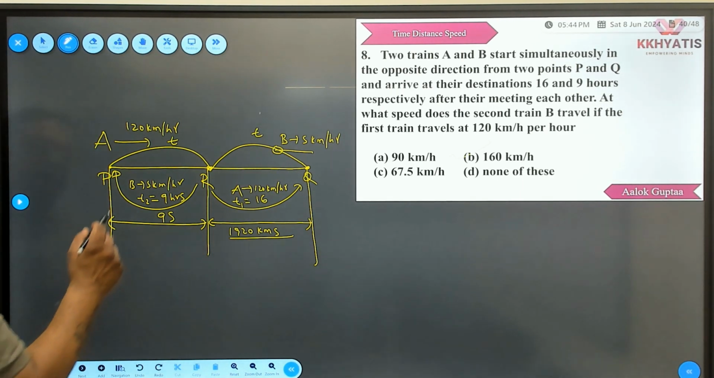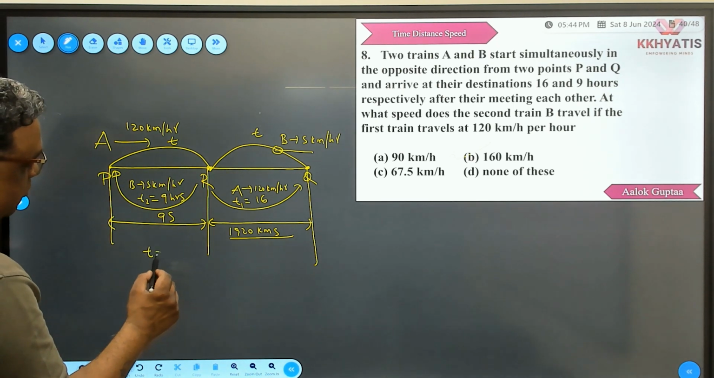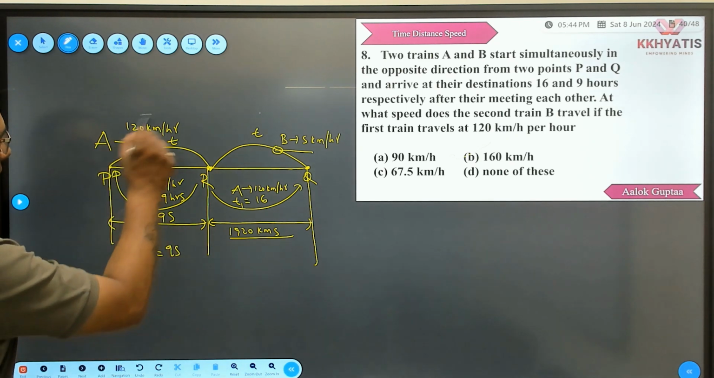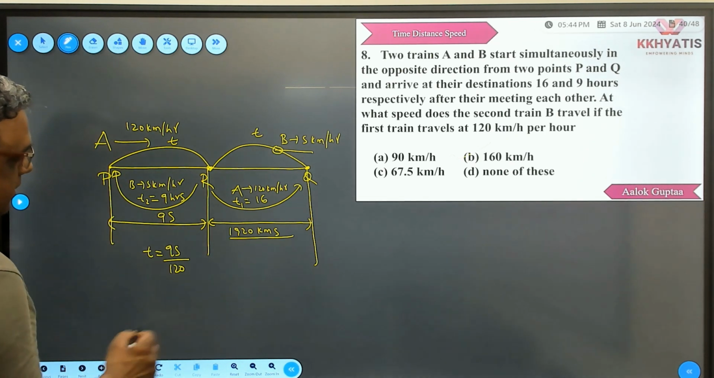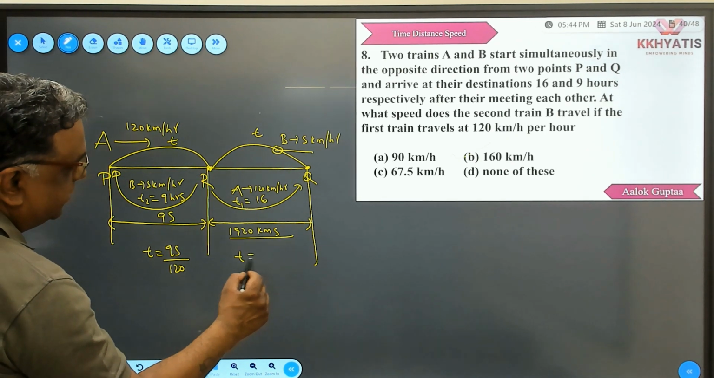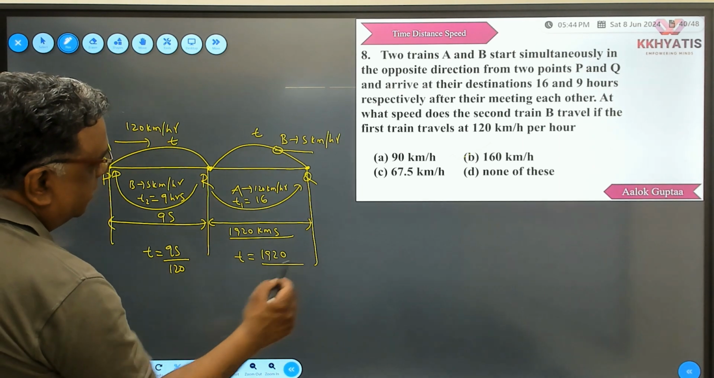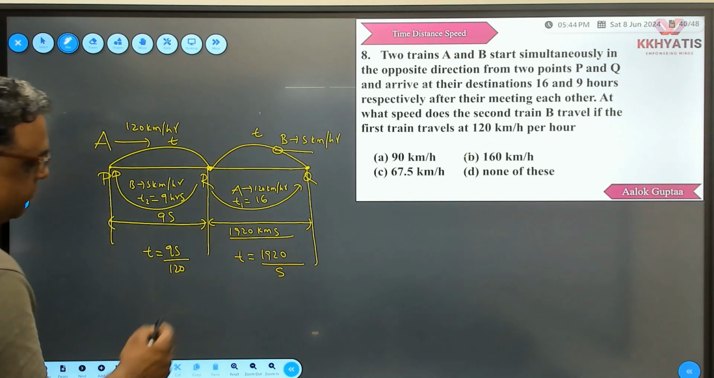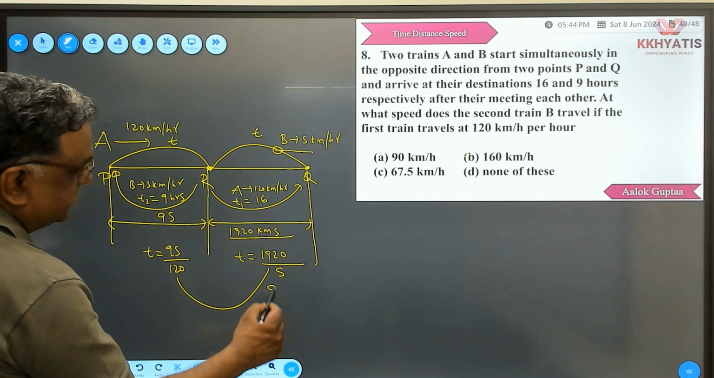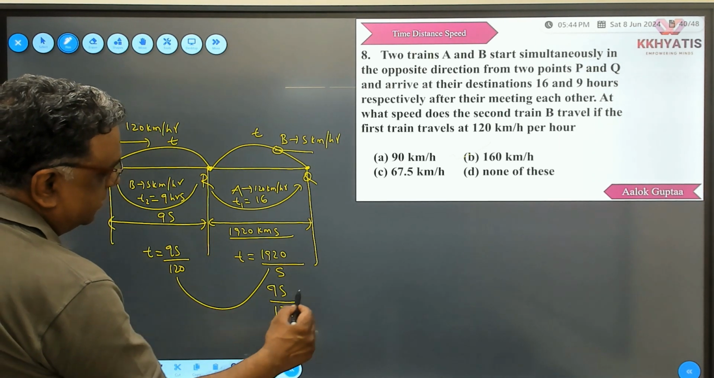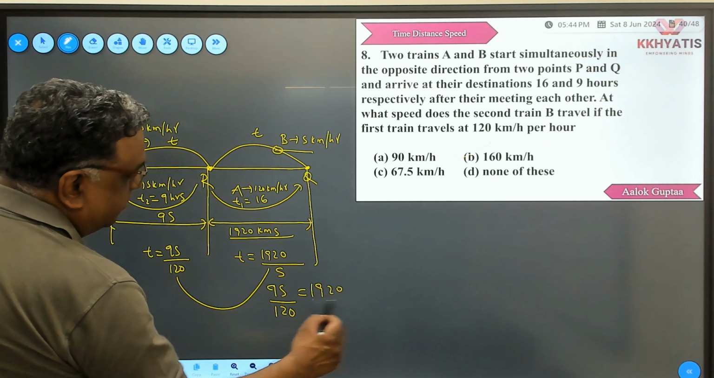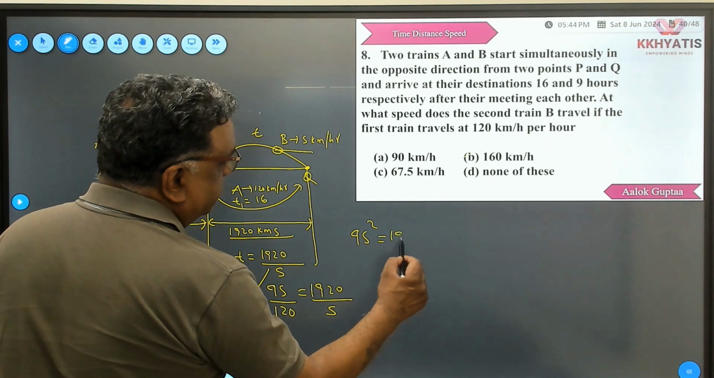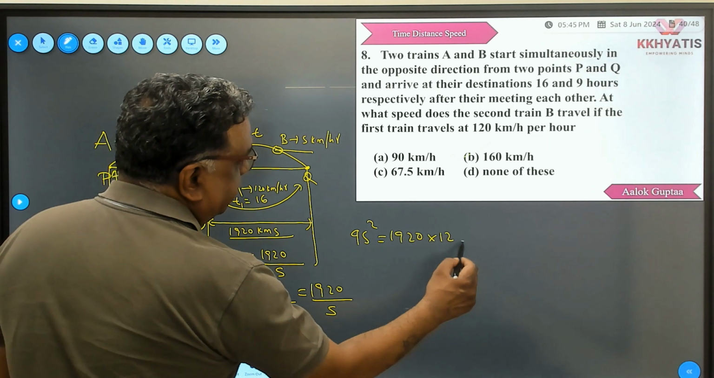So what is T here? T here would be distance upon speed. This distance is 9S upon speed, which is 120. And what is this T? This T would be distance, which is 1920, upon the speed, which is S here. Which means these both are the same, which means 9S upon 120 should equal 1920 upon S. If I cross multiply, 9S square should be 1920 into 120.